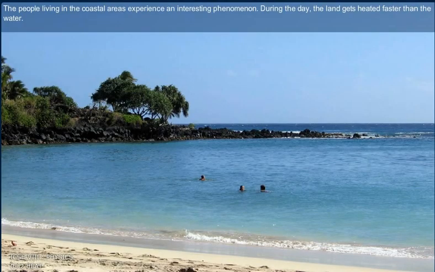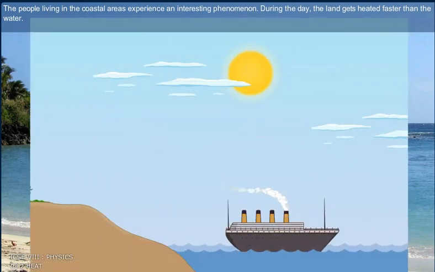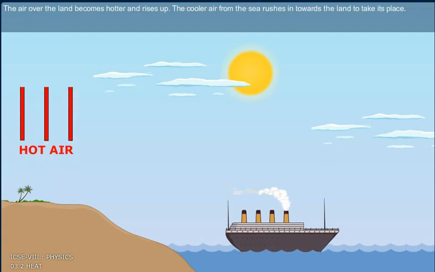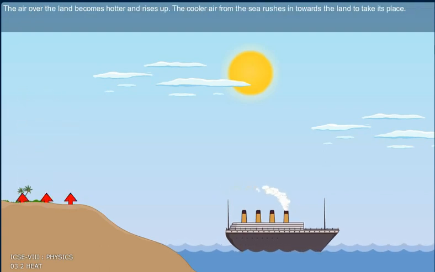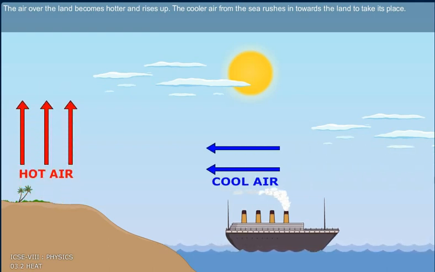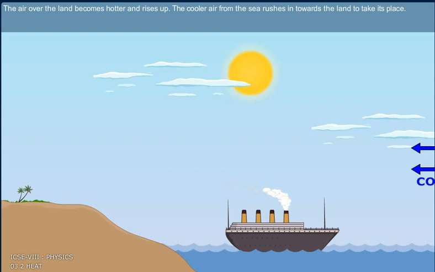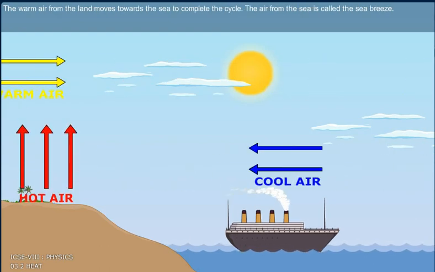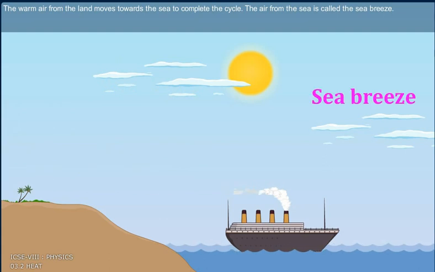The people living in the coastal areas experience an interesting phenomenon. During the day, the land gets heated faster than the water. The air over the land becomes hotter and rises up. The cooler air from the sea rushes in towards the land to take its place. The warm air from the land moves towards the sea to complete the cycle.